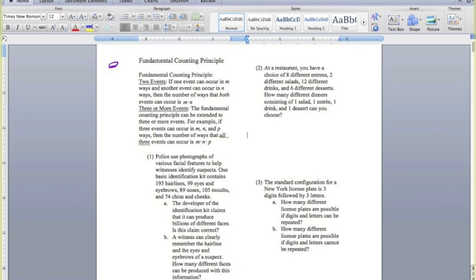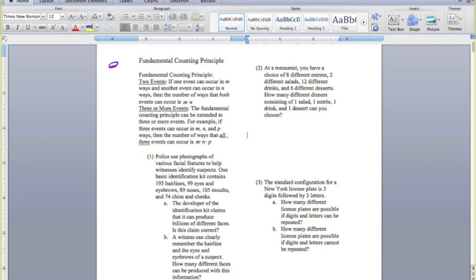So it says if we have two events, and one event can occur m ways. There's some number of things that can happen there. And there's a second event, and that one can occur n ways. Then the number of ways that those things can both happen is m times n. A little bit confusing here. So let's think about a more solid example.